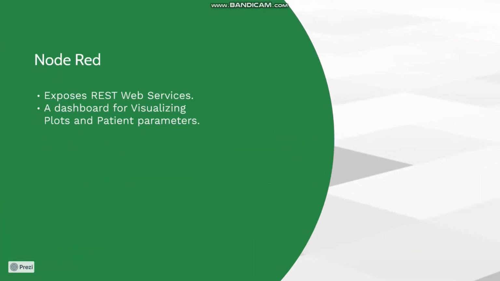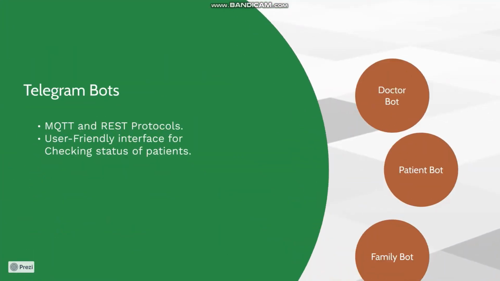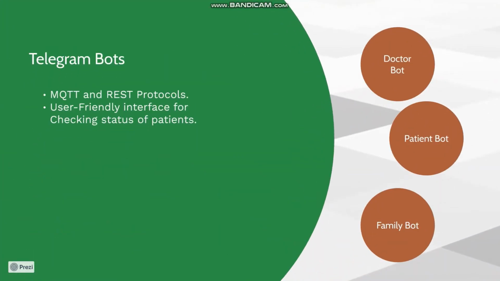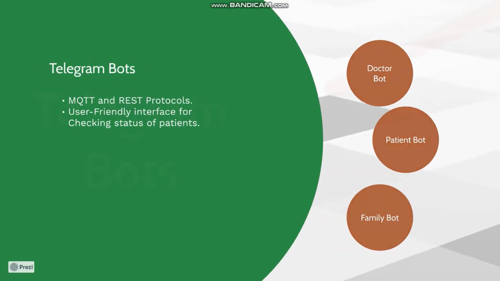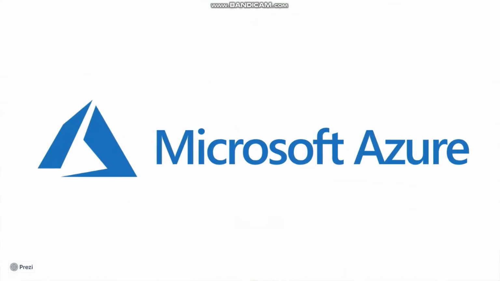Node-RED is a user-friendly dashboard for visualizing the parameters of the patients. The dashboard can be accessed using a specific URI or from the doctor Telegram bot. And finally, we have the Telegram bot. It's a service for integrating the platform on the Telegram messaging app. Three bots are used in our platform. First, the doctor bot, which is used by the doctors for monitoring the patients. Then the patient bot used by the patients, and lastly, the family bot for the families of the patients. All of the platform is run on top of Microsoft Azure Cloud.